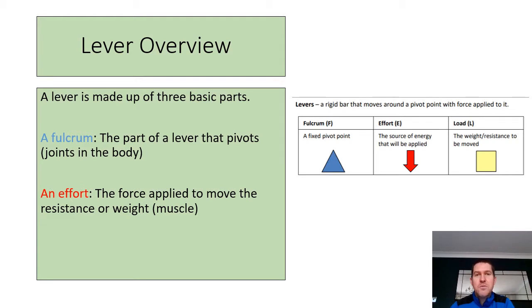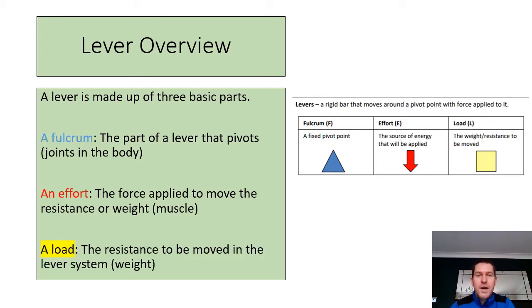The next component is looking at the effort. Okay, so this is the force that is applied to the movement of the resistance or of the load or of the weight. So by that, the movement that's applied, so the force, okay, and that will be generated by the muscle. And that normally will be indicated via an arrow, okay, so either pointing downwards or upwards, depending on which direction the effort is being applied.